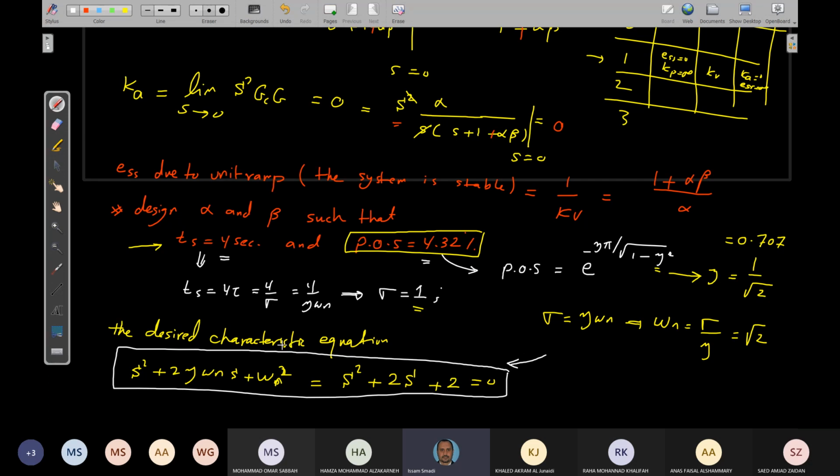Why? Because this characteristic equation sets a certain requirement on the settling time and the percent overshoot, which I need. Why do I need it? Because due to the application, due to the certain requirement, I need my response to have a settling time equal to 4 seconds and the percent overshoot equal 4.32%. So what I need now is to find alpha and beta. How can I do that?